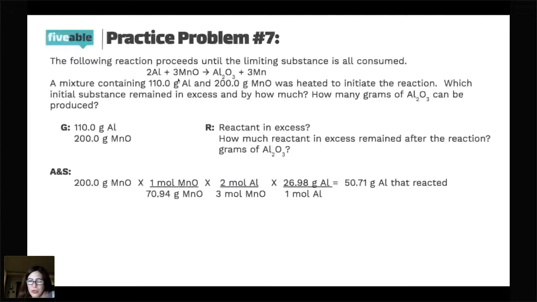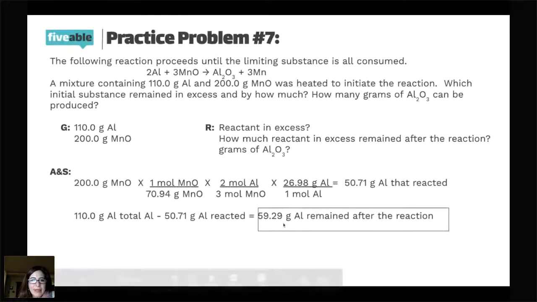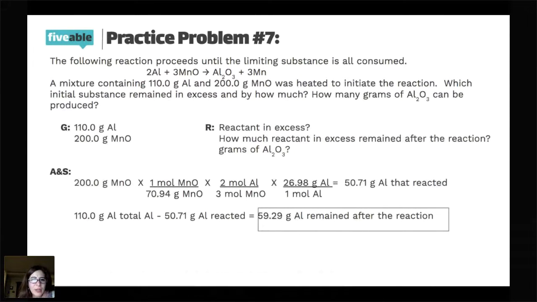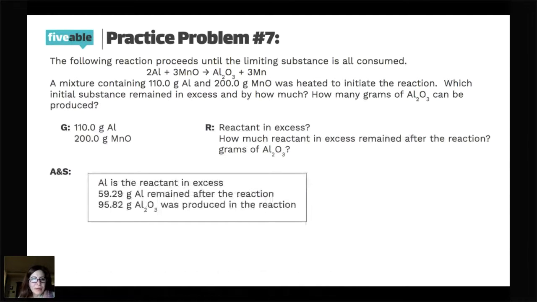So then we just do a subtraction with the original, and we will have the amount that remained after the reaction. So now we're done with all that was required from this problem. We can conclude that aluminum is a reactant in excess, that 59.29 grams of aluminum remained after the reaction, and that 98.82 grams of aluminum oxide was produced.